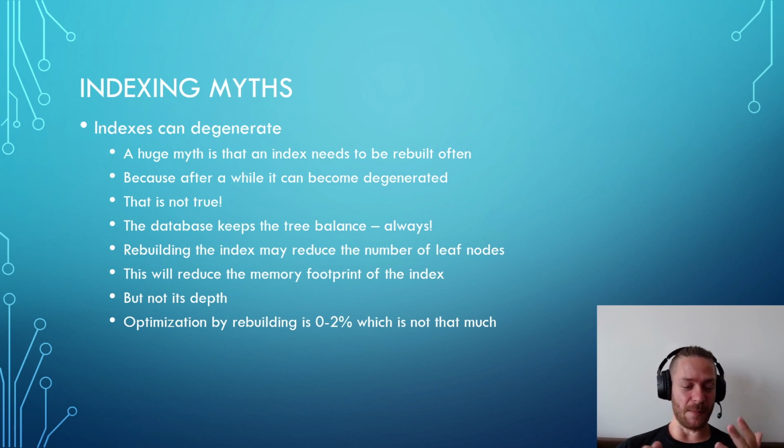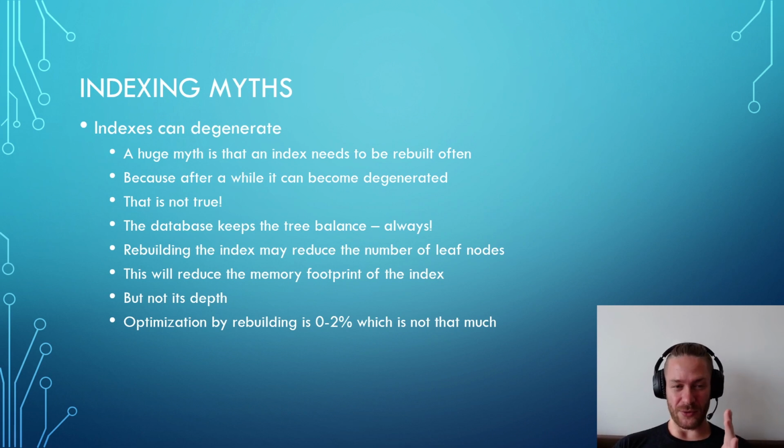The first myth, and this is a huge myth, is that indexes can degenerate. The myth is that in time, indexes need to be rebuilt often, because after a while these indexes become unbalanced. But that's not the case. The database always keeps the tree balanced. So if you rebuild your indexes often, you don't save a lot.